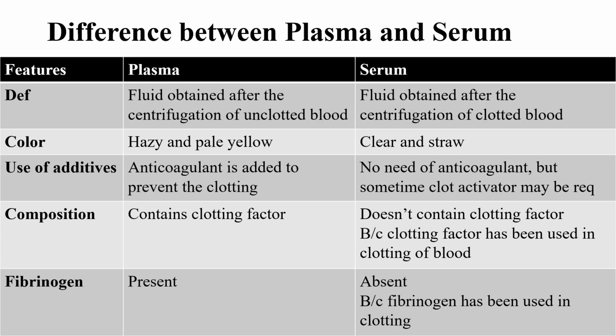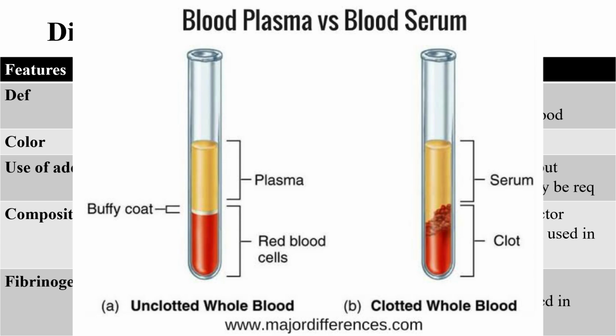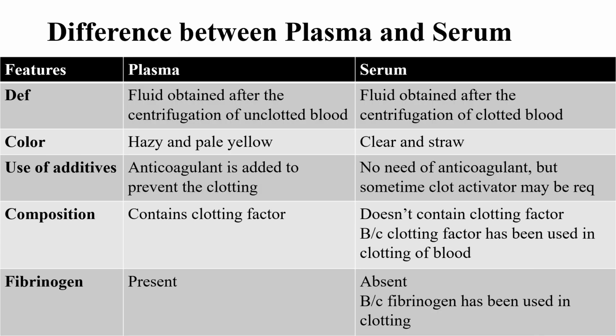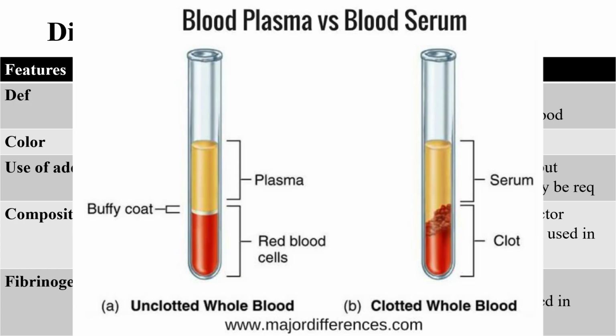Plasma and serum are the fluids which are routinely used in our laboratories, so we should know the difference between these two fluids. The key difference between the plasma and serum is that plasma is the fluid which is obtained after the centrifugation of unclotted blood, while the serum is the fluid which is obtained after the centrifugation of clotted blood.